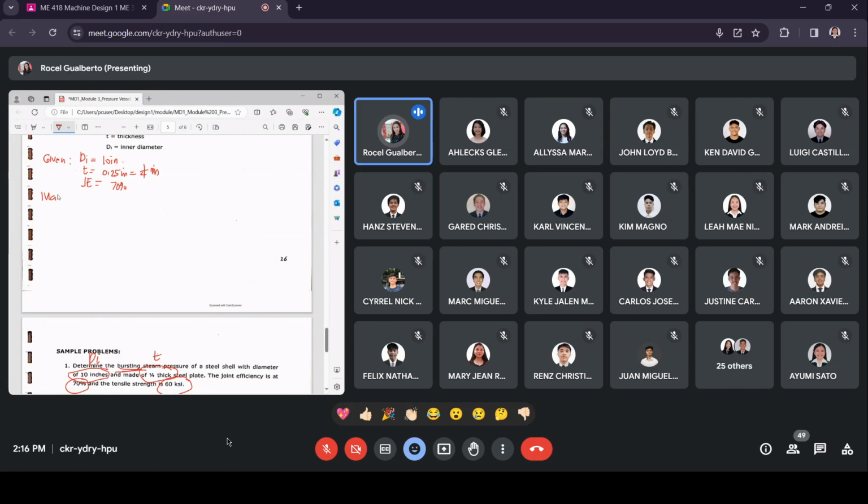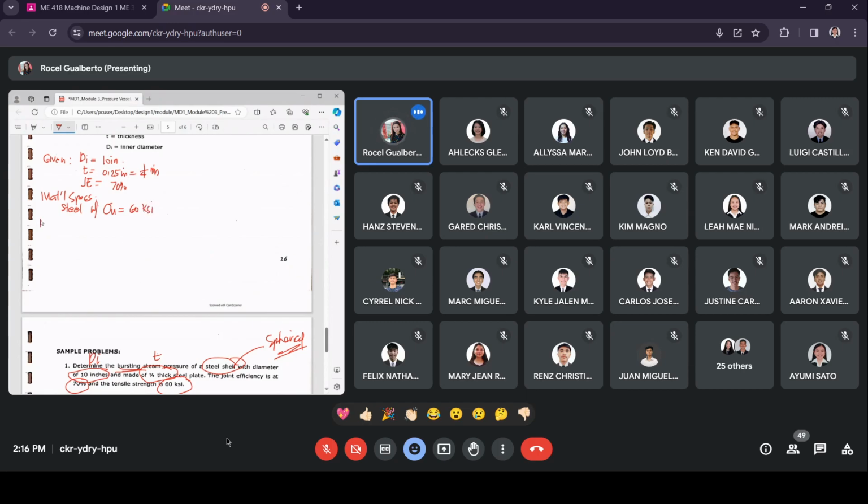Now we have the material specs. Same thing, it states simply steel. And then from the word steel shell, this would mean this is spherical in form. So this is spherical. So ang gagamitin po natin are all equations for a spherical vessel. So steel having sigma U, or the tensile strength equivalent to your ultimate strength, equal to 60 KSI.